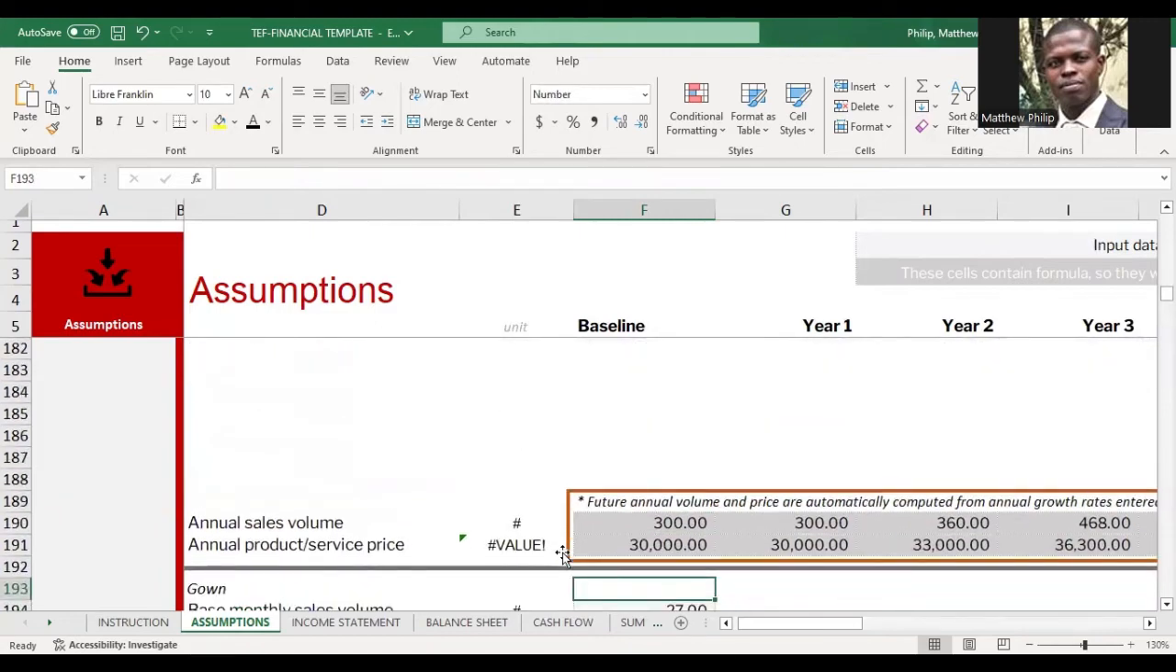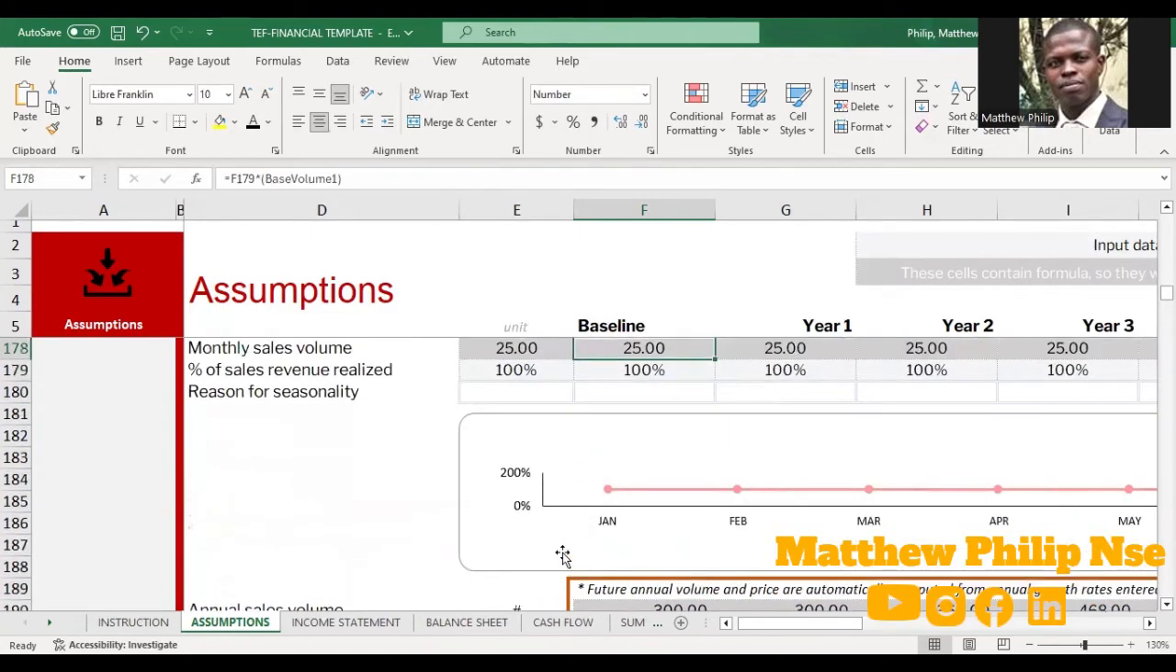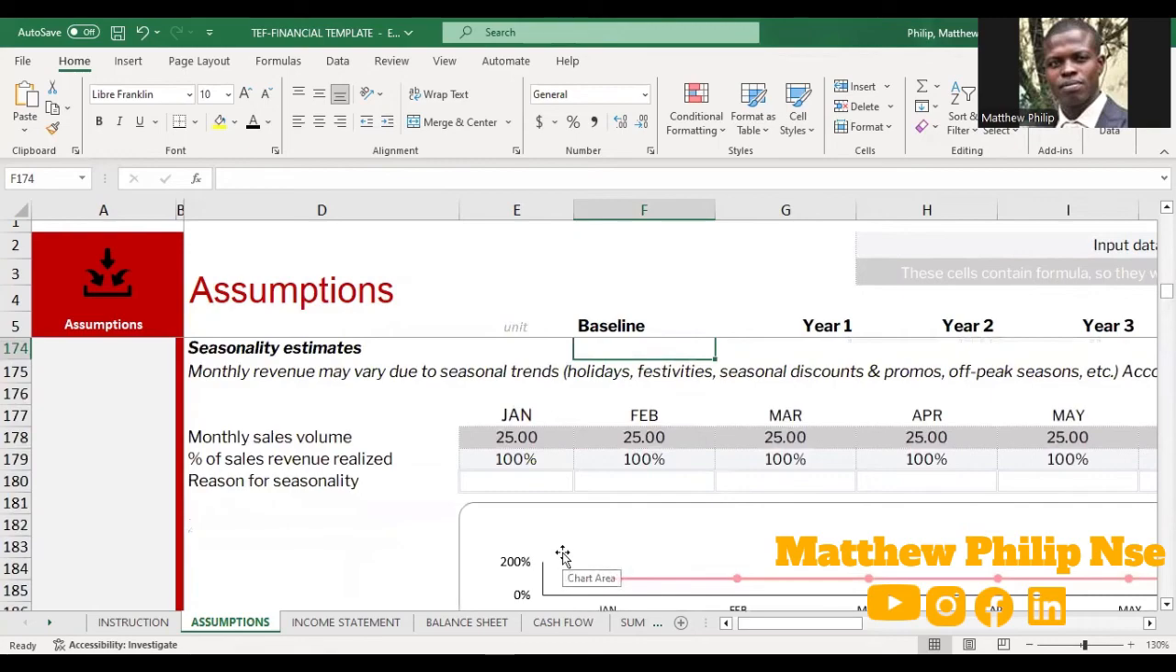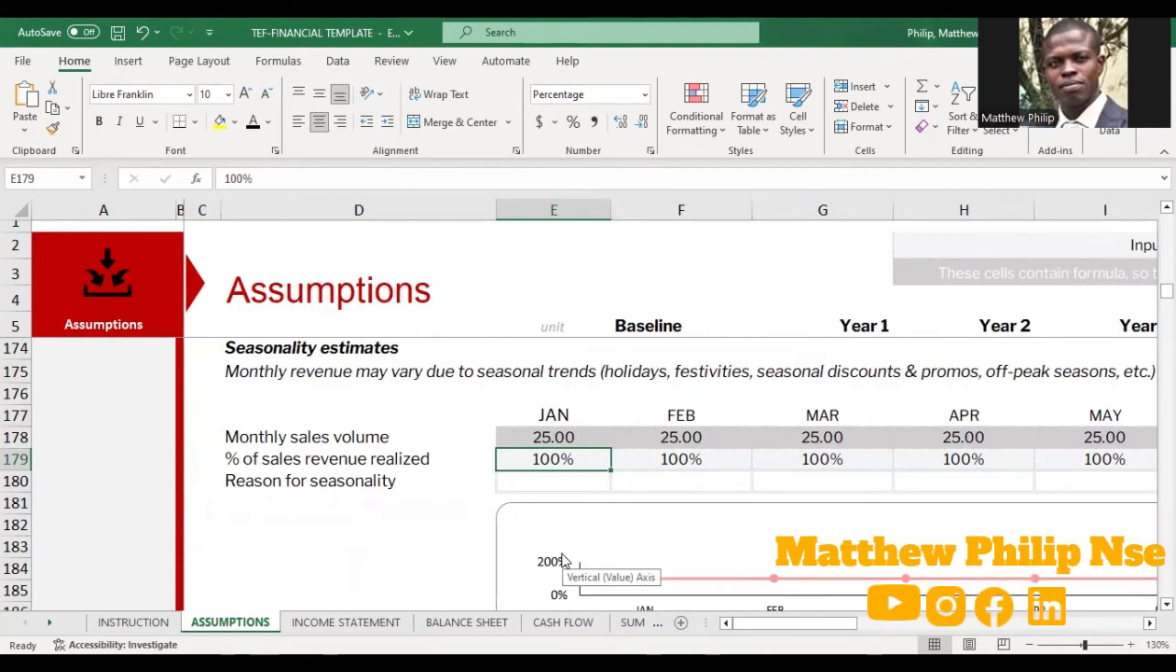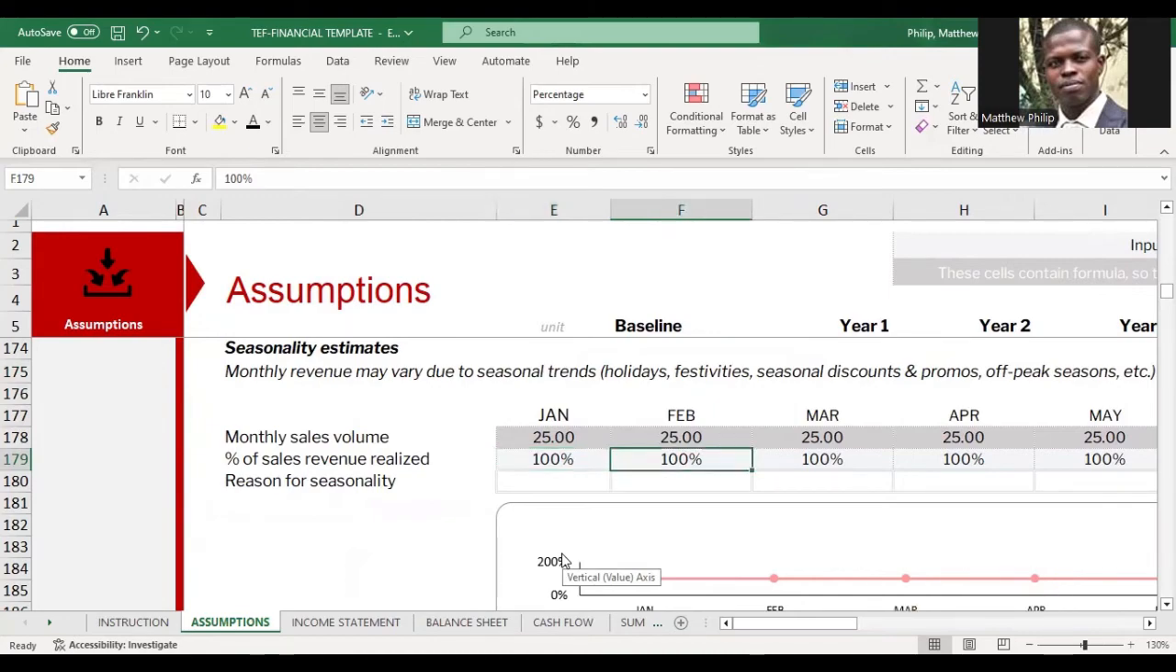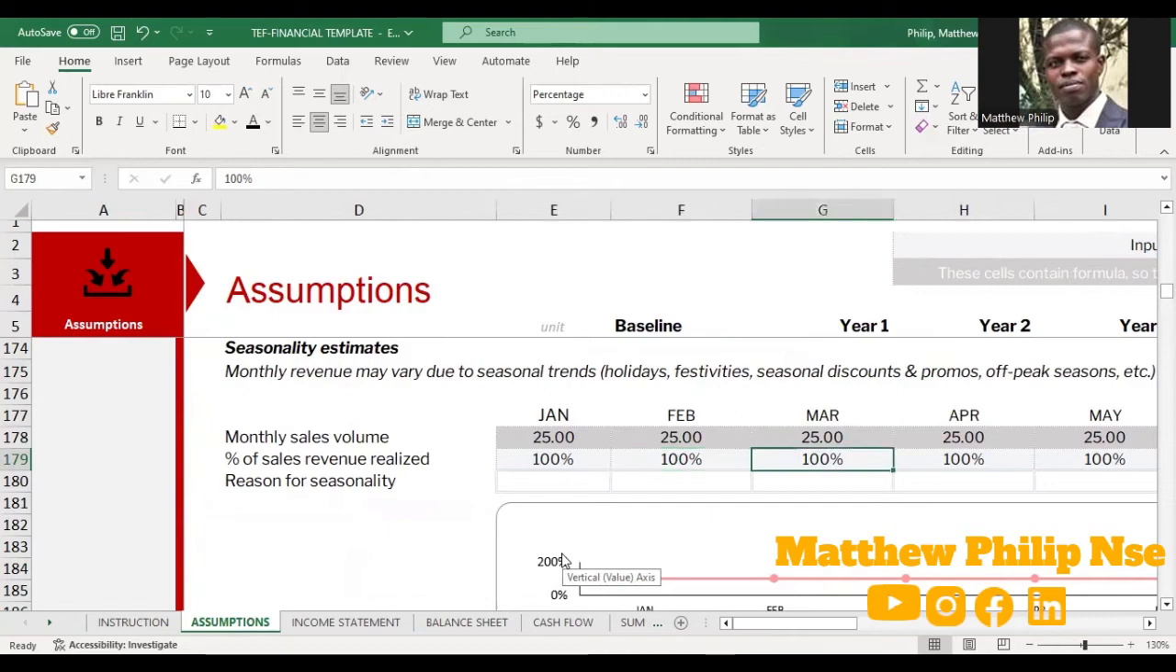Except there is seasonality, maybe there are periods that your business volume will increase or reduce. Now, here is percentage of sale. For example, if you forecast to sell 25, maybe it's only 10-20% that you are going to realize. You can reduce this percentage, but I would just say leave it at 100%. Don't stress yourself, if you don't have a finance background.